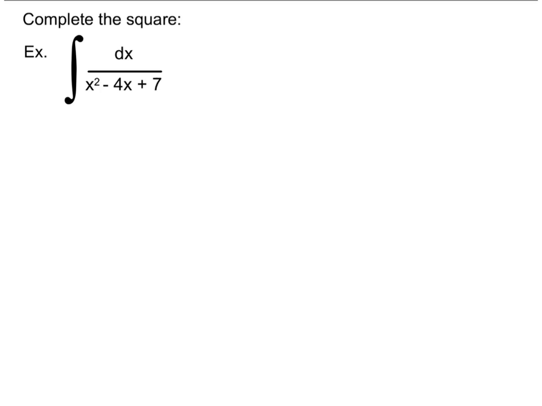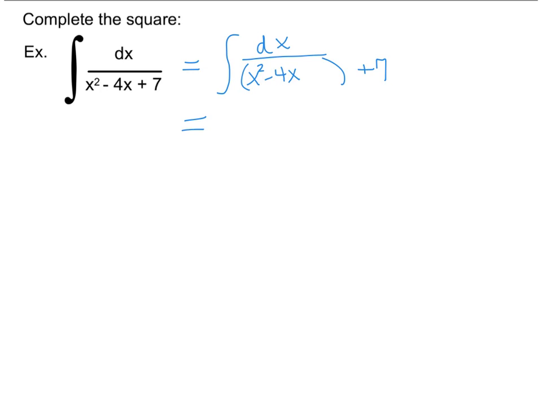And so let me just show you, this is one way. This is, of course, going to be the simplest way to do this. So I'm going to rewrite. I haven't taken the integral yet. And I'm going to divide this up. I'm going to do x squared minus 4x, and then I'm going to put this plus 7 over here.